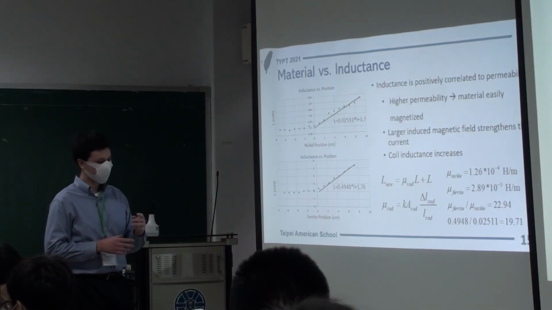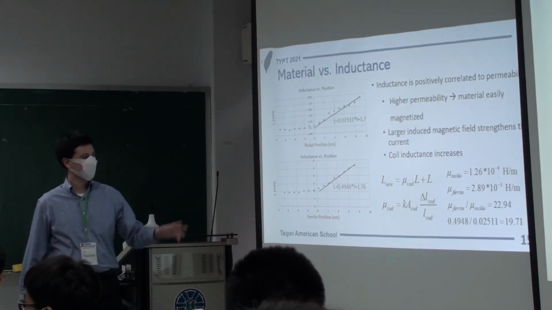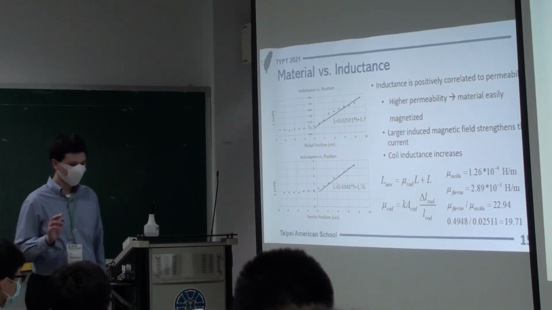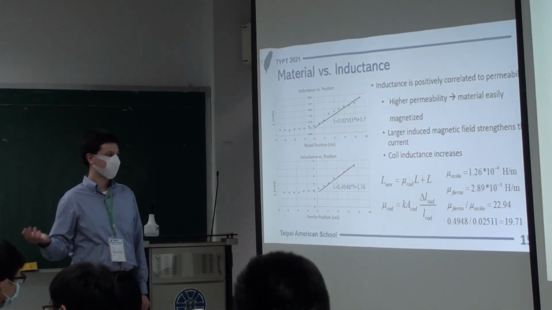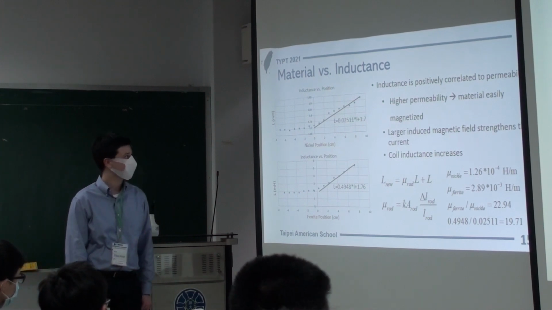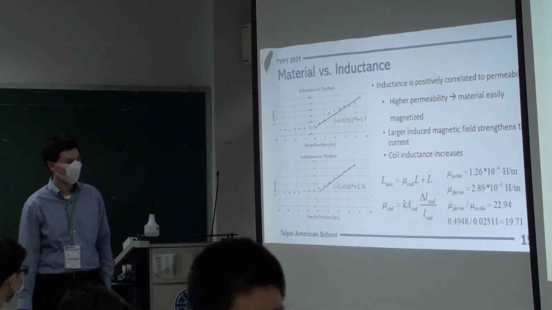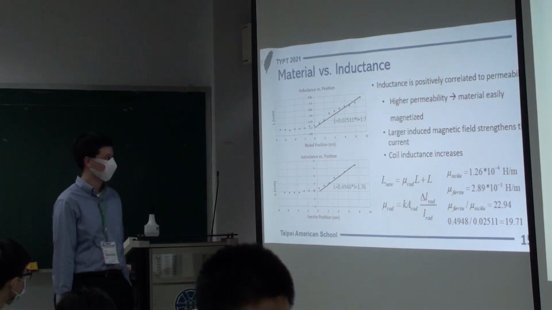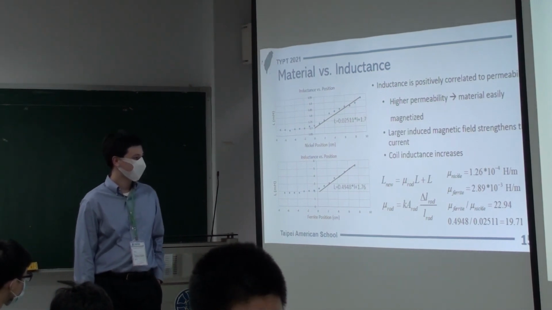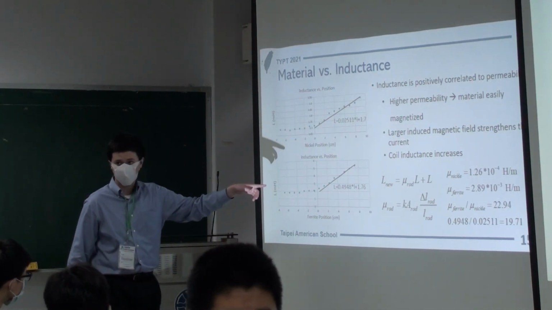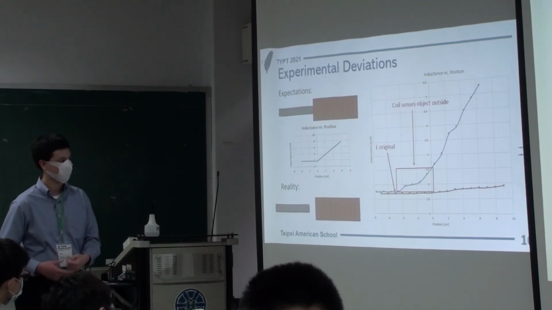And we also examined the ferromagnetic material versus the inductance changes. We can see that the inductance is positively correlated to permeability, because if a material has higher magnetic permeability, then it's more easily magnetized, and this creates a larger induced magnetic field, which strengthens the current and inductance even more. So we have nickel and ferrite here. Compared to ferrite, nickel has a rather small permeability, about an order of magnitude smaller. And we can see that this aligns very well with our experimental results. In fact, the calculated ratio of the permeabilities is about equal to the ratio of the textbook values of permeabilities. So our experiment works rather well for this.